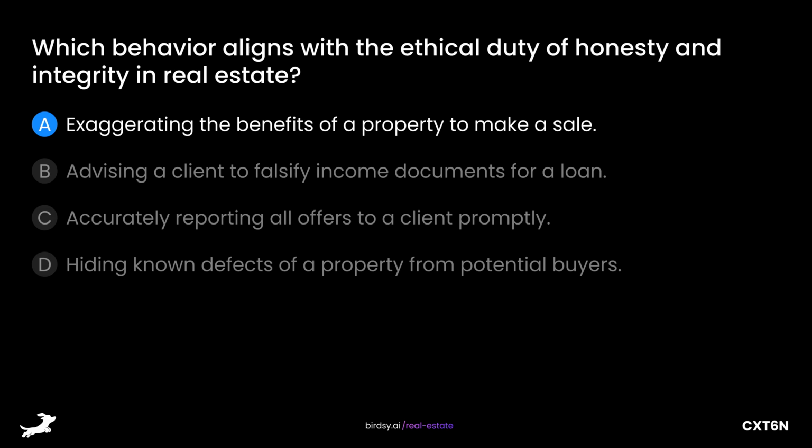Is it A, exaggerating the benefits of a property to make a sale? B, advising a client to falsify income documents for a loan? C, accurately reporting all offers to a client promptly? Or D, hiding known defects of a property from potential buyers?